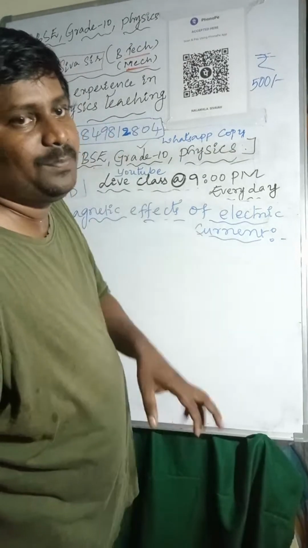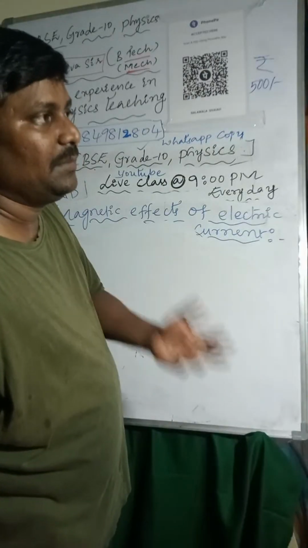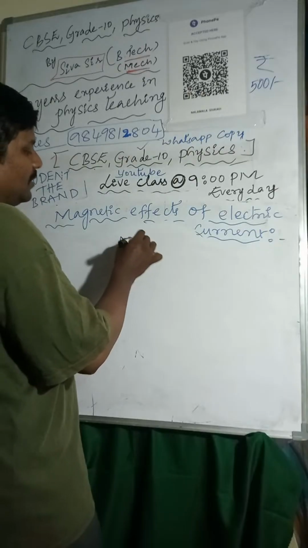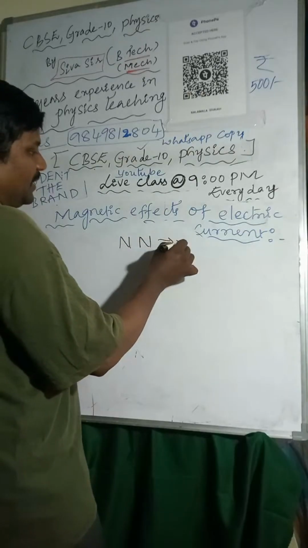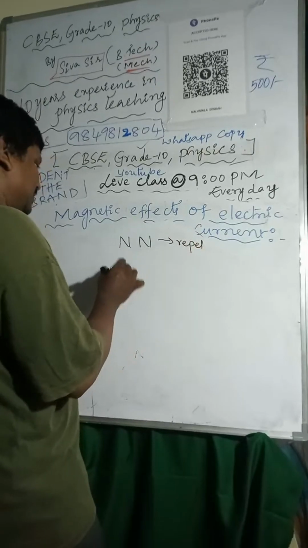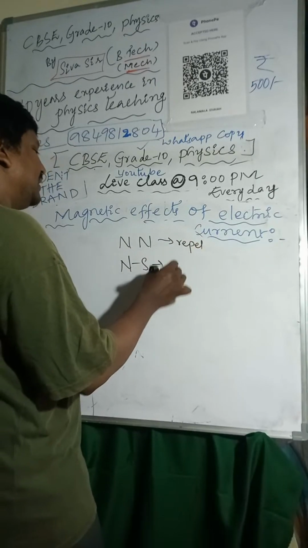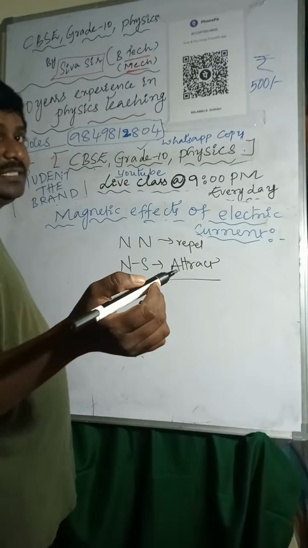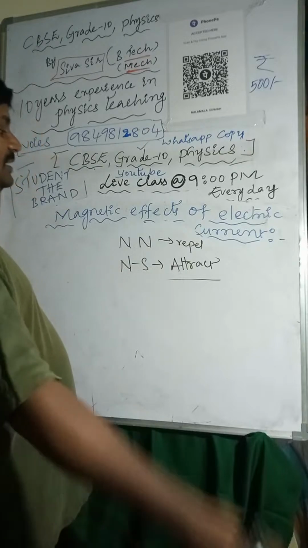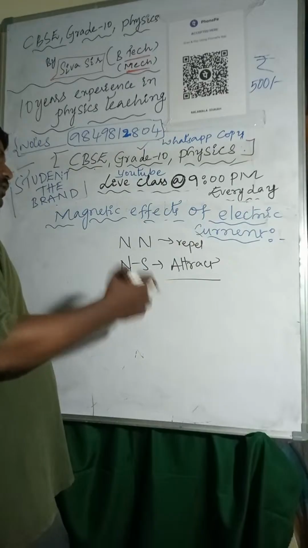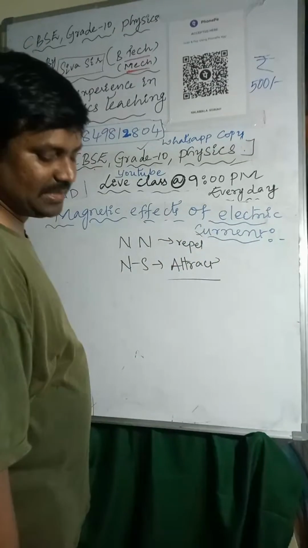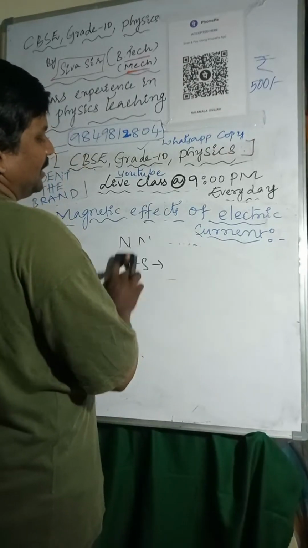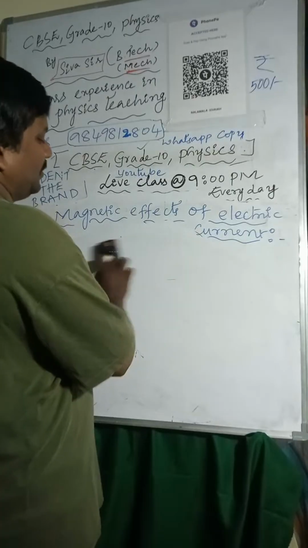Two opposite poles attract each other. Two similar poles repel each other. So if I am taking north and north, similar poles repel. Coming to north and south, they will attract. Even electric charges are the same, as I explained with electric current. Two similar charges will repel, two dissimilar charges will attract. So here I am considering one more point. I'll draw the diagram now.